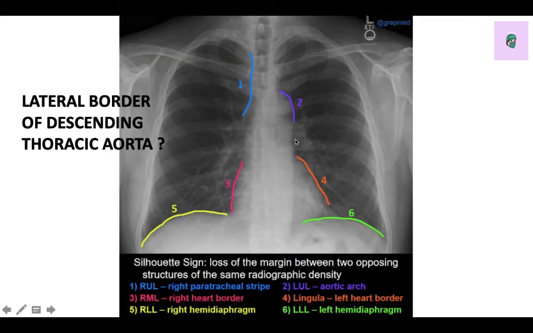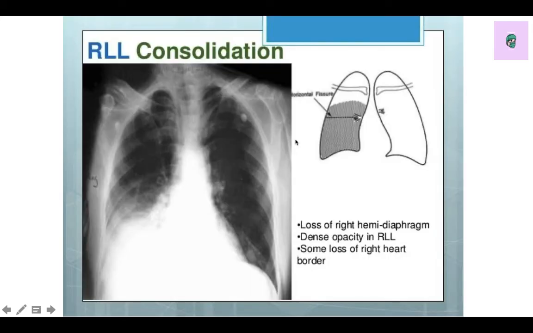Okay, so let's dive into the questions. So first is RLL consolidation. Don't look at this, let's see this. Can you see the right border of mediastinum? Yes, you can. Can you see the aortic knuckle? Not so good, but kind of.